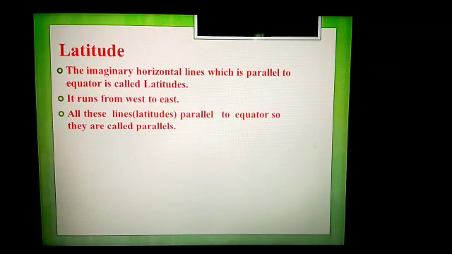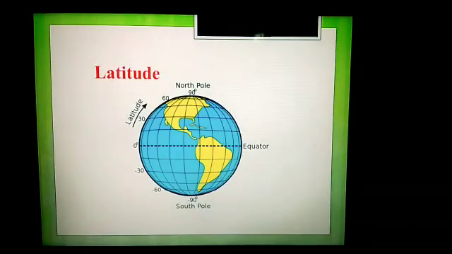It runs from west to east. All these lines are parallel to the equator, so they are called parallels. So with the equator as base, all other lines are drawn, so they are called parallels.